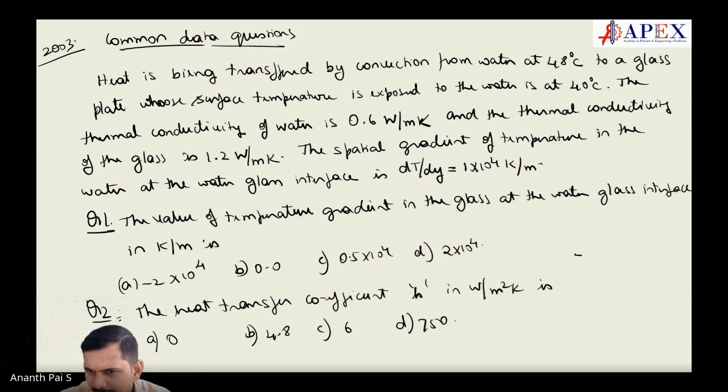So you have the water glass interface. This is 48 degrees centigrade. Thermal conductivity of water is 0.6 watt per meter Kelvin, and glass is 1.2 watt per meter Kelvin. The spatial gradient of temperature in the water is 10 power 4.